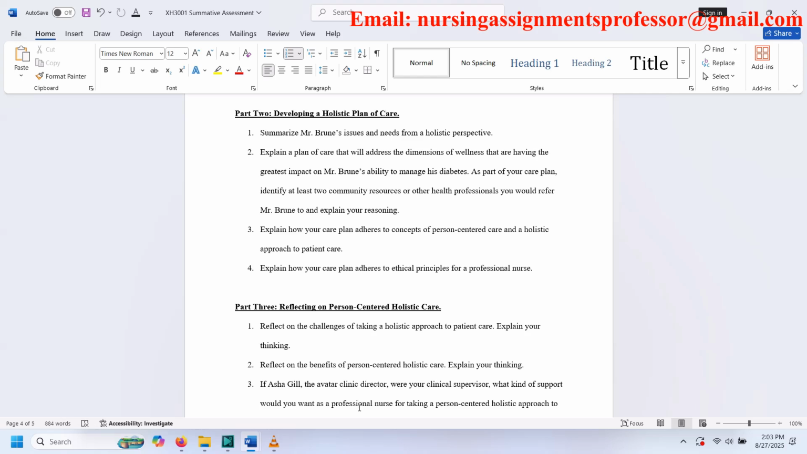As part of your care plan, identify at least 2 community resources or other health professionals you would refer Mr. Brune to and explain your reasoning. 3. Explain how your care plan adheres to concepts of person-centered care and a holistic approach to patient care. 4. Explain how your care plan adheres to ethical principles for a professional nurse.